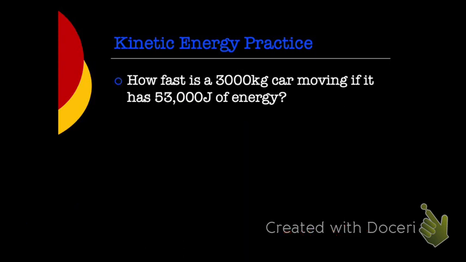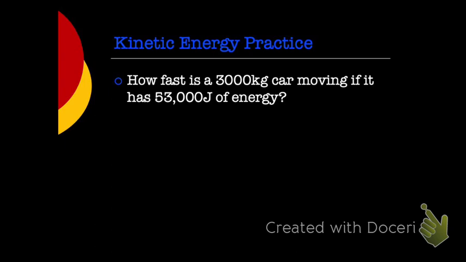The question asks, how fast is a 3,000 kilogram car moving if it has 53,000 joules of energy? Now, it doesn't even tell me what type of energy it is. It just says it has that much energy. Can you confidently say what type of energy it has? Kinetic. It's got to be kinetic because it's moving, right?